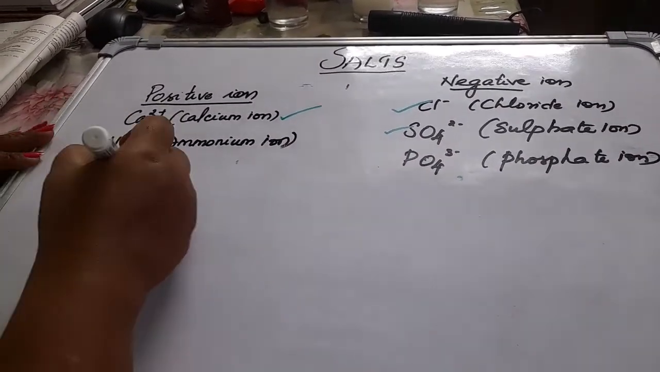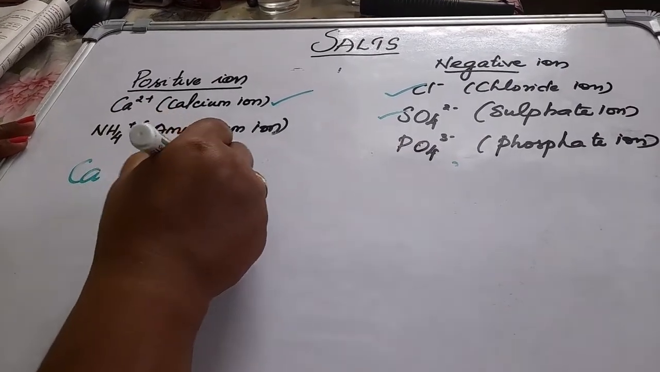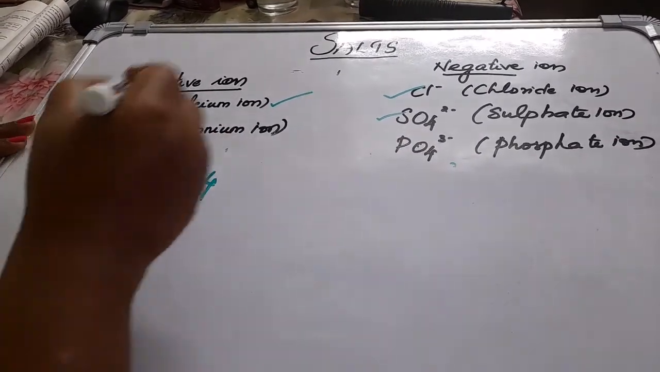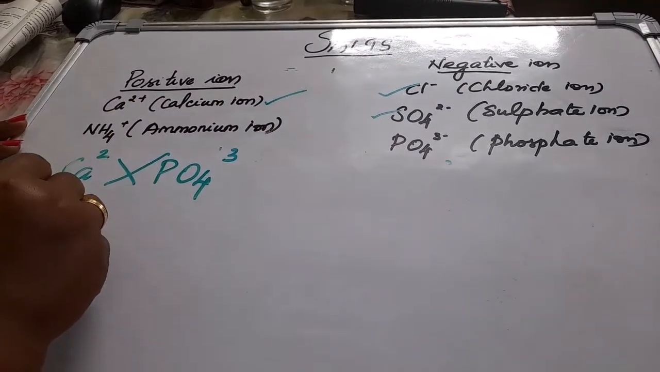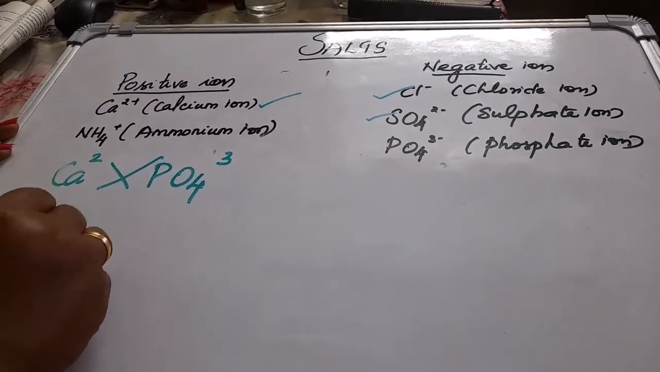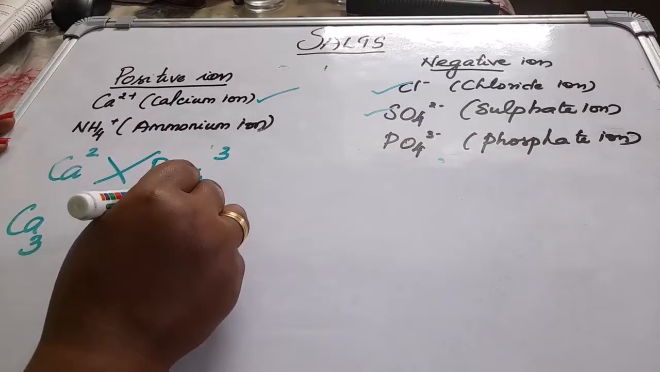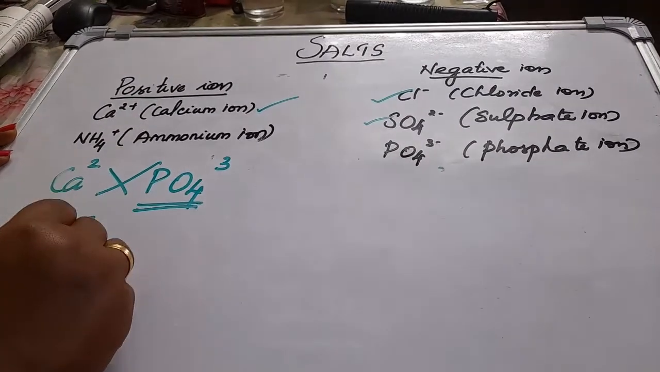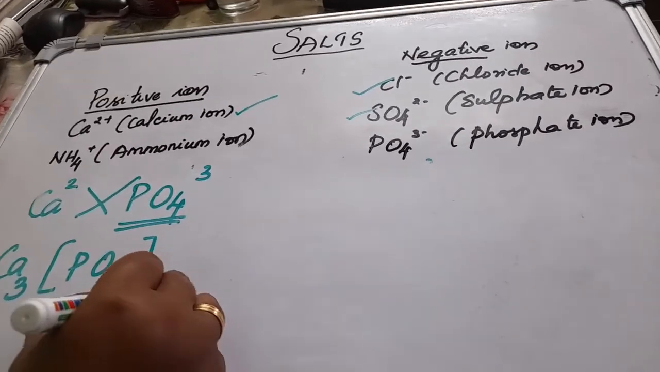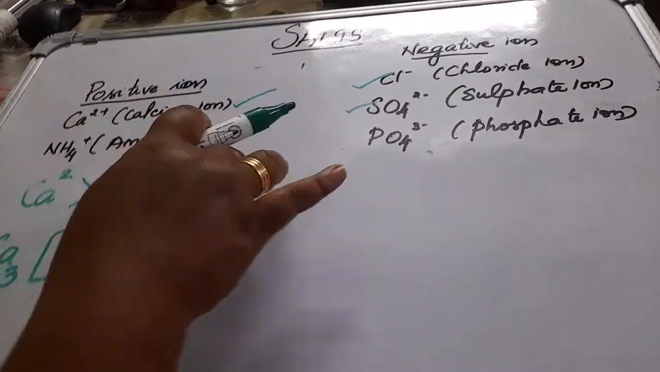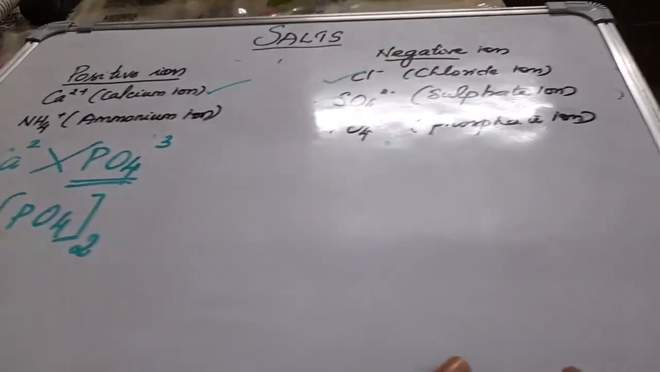Next one, calcium and phosphate. Ca 2 and PO4 3. Cross multiply. You will get Ca3. This phosphate ion is a radical, so we will put it as Ca3(PO4)2. Just cross multiply it. That's it. Next, it is ammonium.